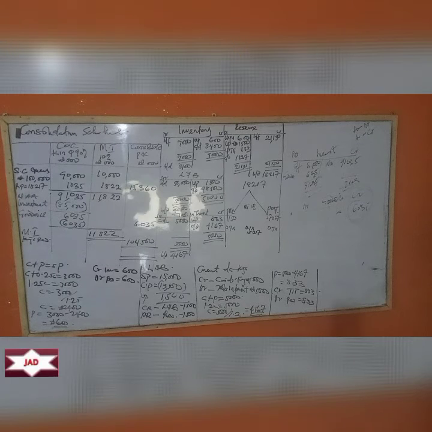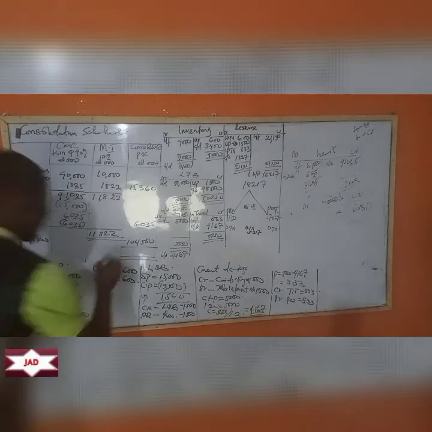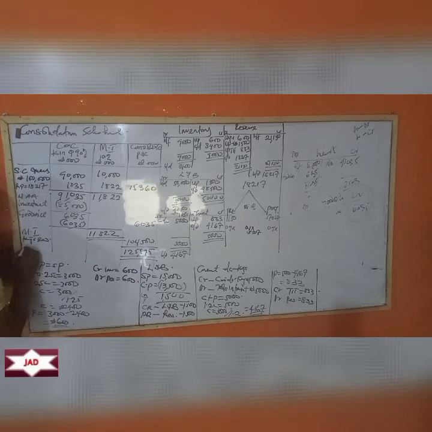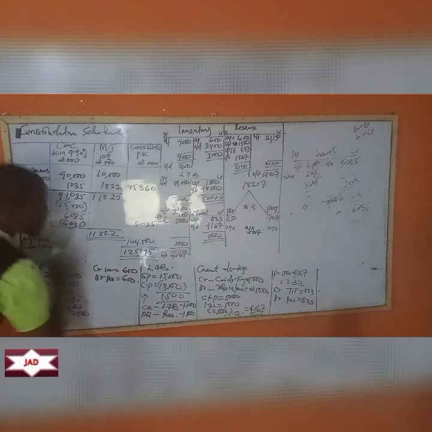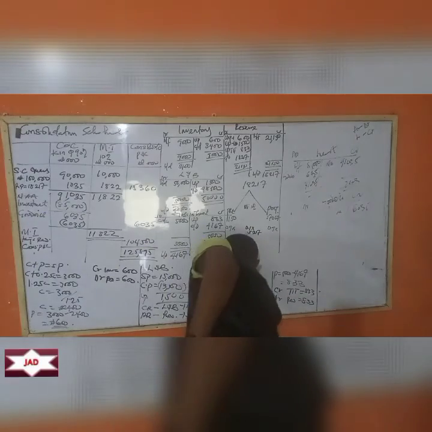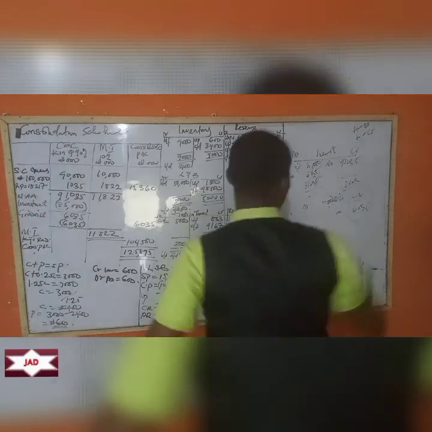15,360 plus 6035 plus 104,500 gives 125895. So this is your consolidated P&L, or you can just say consolidated reserve. After this, let's show our statement of financial position, straight up.